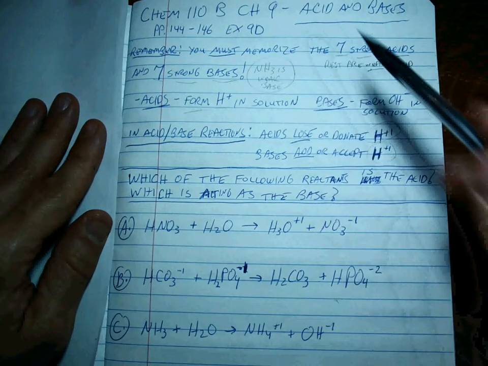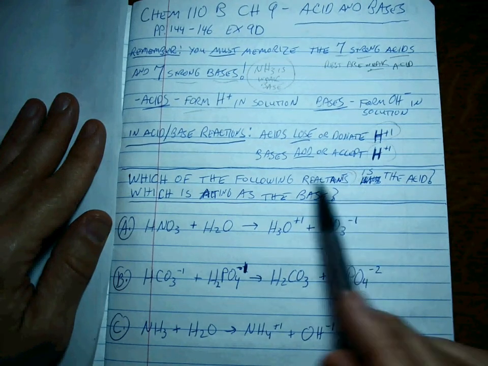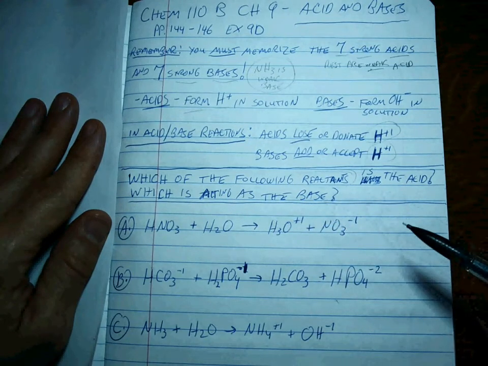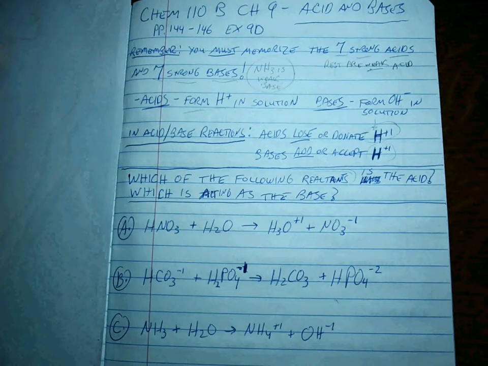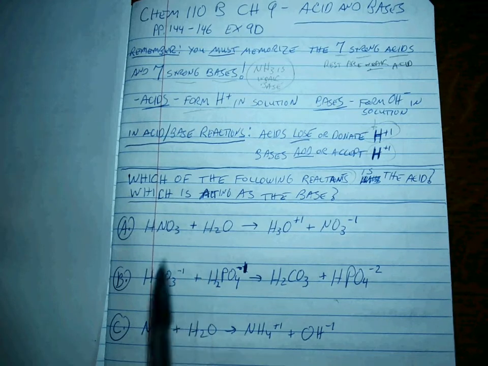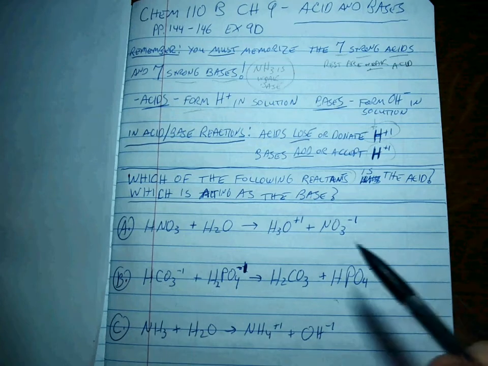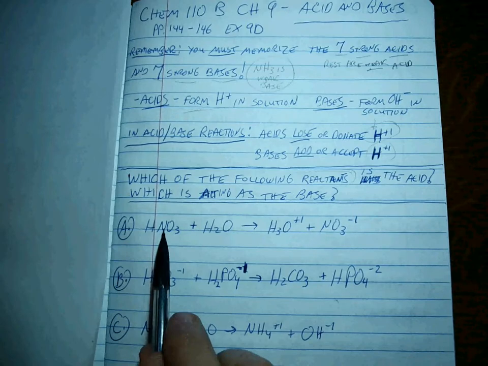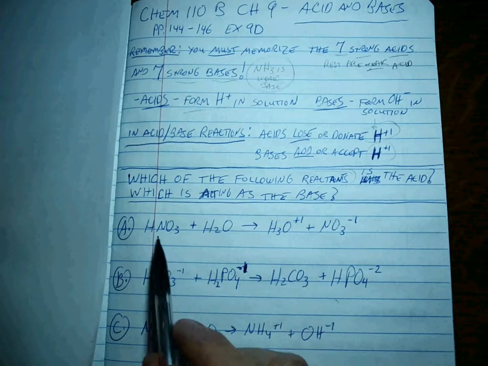This is exercise 9D. Which of the following reactants, which means it's the left-hand side, right, is the acid and which is acting as the base? So basically what you want to do is follow the bouncing H plus. Try to decide what's going on with the H pluses. Notice that you can't just say, well, whichever one starts with H is the acid, or whichever one has H in it is the acid, because you can't tell from here. But you should be able to tell what each of these turns into in the process of the reaction.